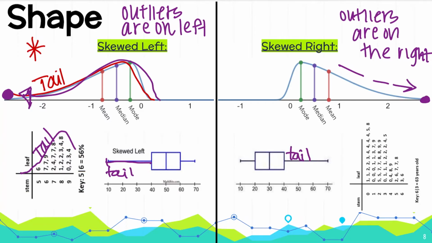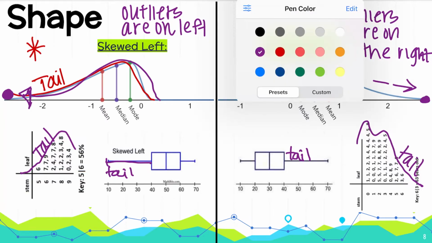So that our tail is on the right, that is the direction of the skew. So if I have a graph that is not skewed, then generally we're not going to really have an outlier. All of our data points are very close together, and our mean and our median will match up.